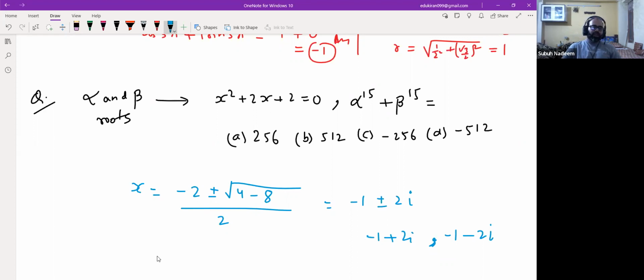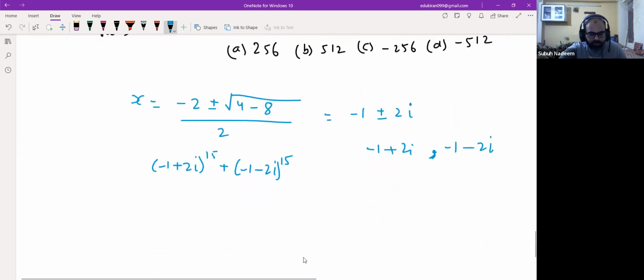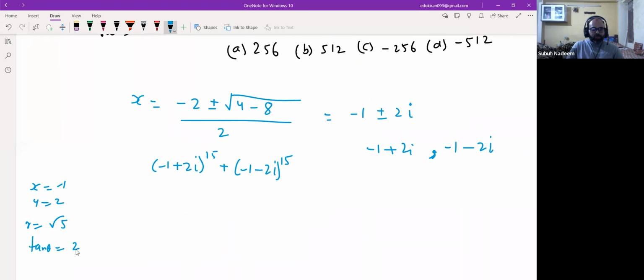Now the point is alpha to the power 15 means minus 1 plus 2 iota to the power 15 plus minus 1 minus 2 iota to the power 15. Obviously, if you try like this, instead of that, you should go for De Moivre's theorem. For the first one, x is minus 1 and y is 2. So r is root 5 and tan theta is 2.